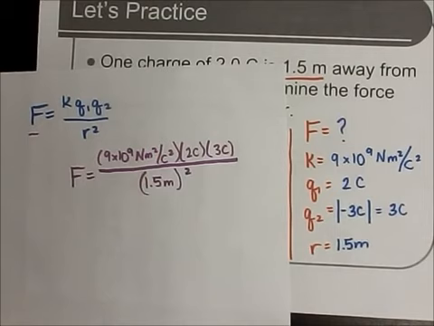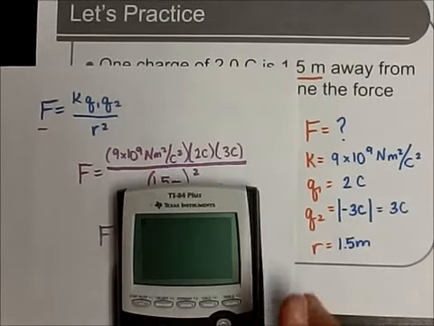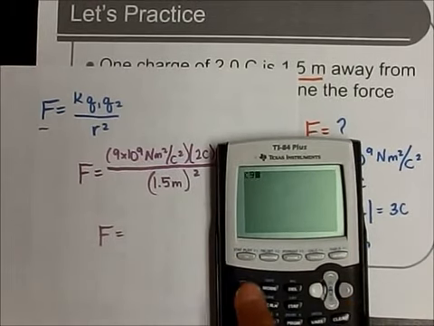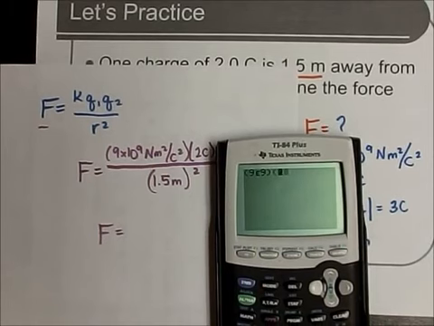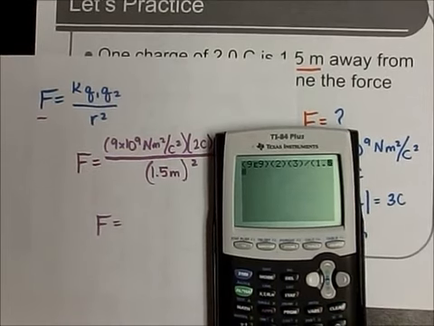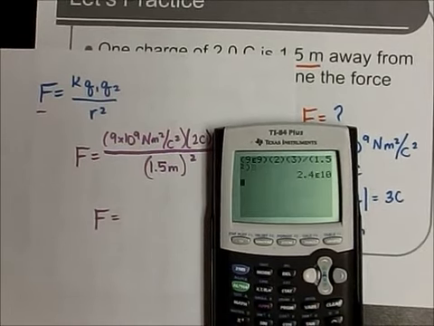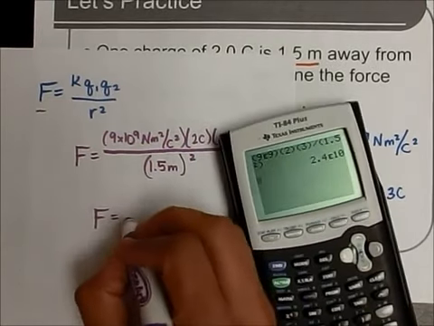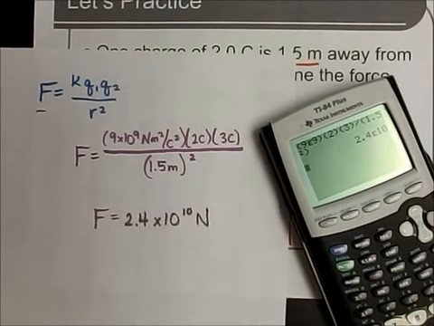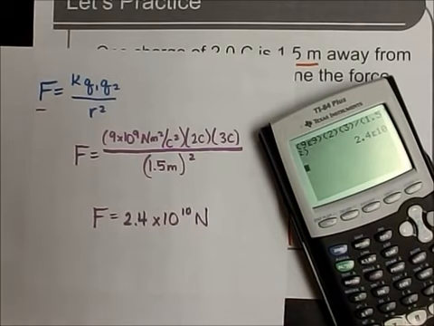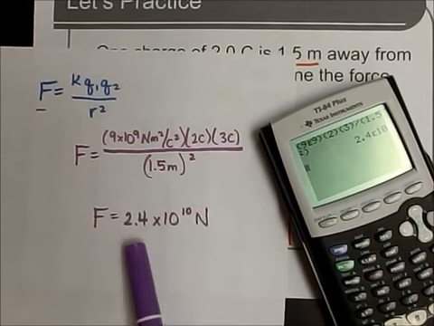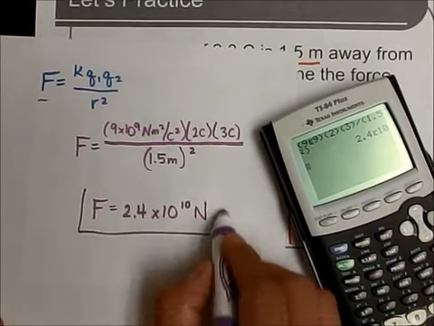So, we put all this into our calculator. Let's go ahead and put my calculator in here so you can see how I'm doing this. 9 E9 times 2 times 3 divided by parenthesis 1.5 squared close parenthesis. So I get a force of 2.4 times 10 to the 10th newtons. And remember before I said that a charge of 1 coulomb was a lot of charge. So in this case we have a lot of charge, so I would expect my force to be very, very big.